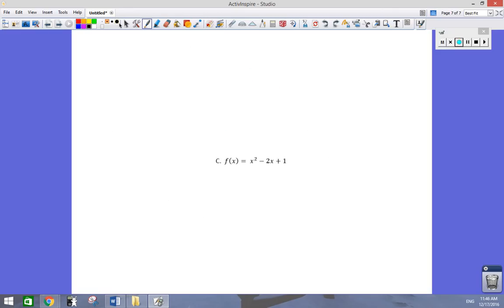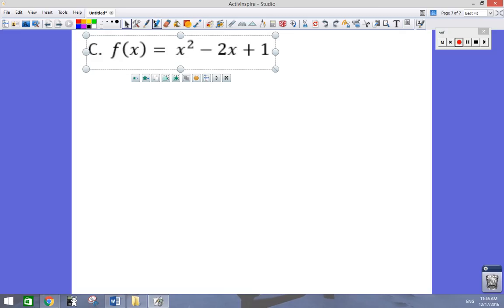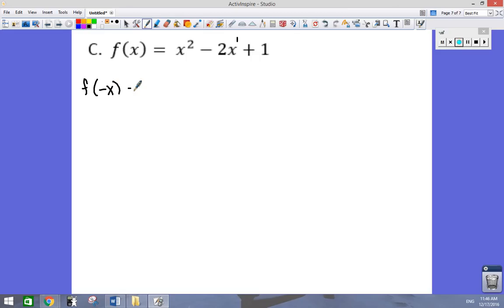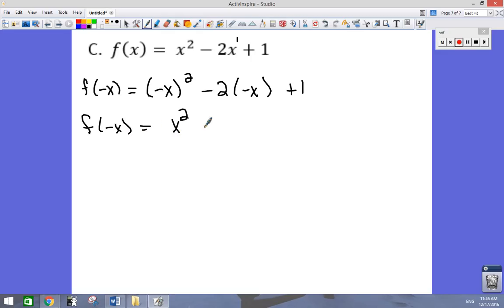All right, so what about this one? Well, we see that it's going to be neither because it has both an even exponent and an odd exponent on the variable. But if you're going through the definition, f evaluated at negative x, I can see that this is not equal to the original. So since f evaluated at negative x is not equal to f of x, it's not even.